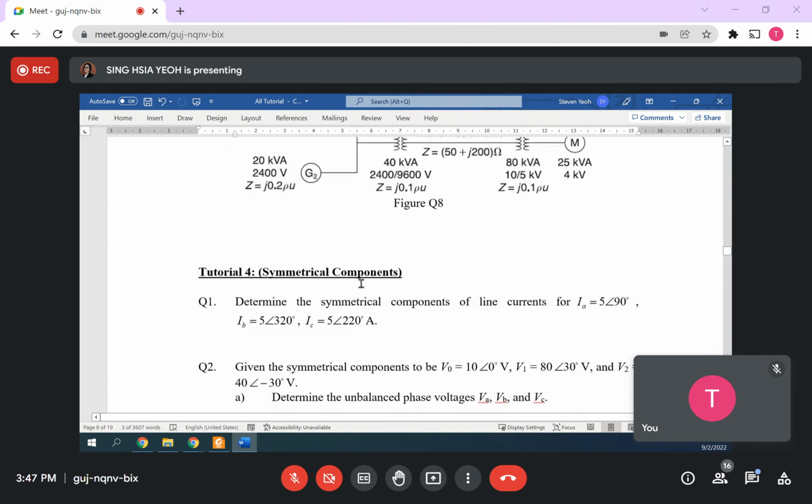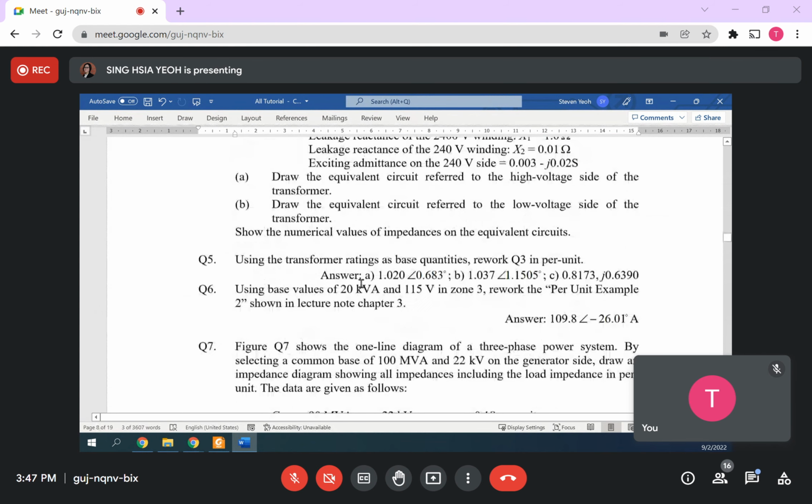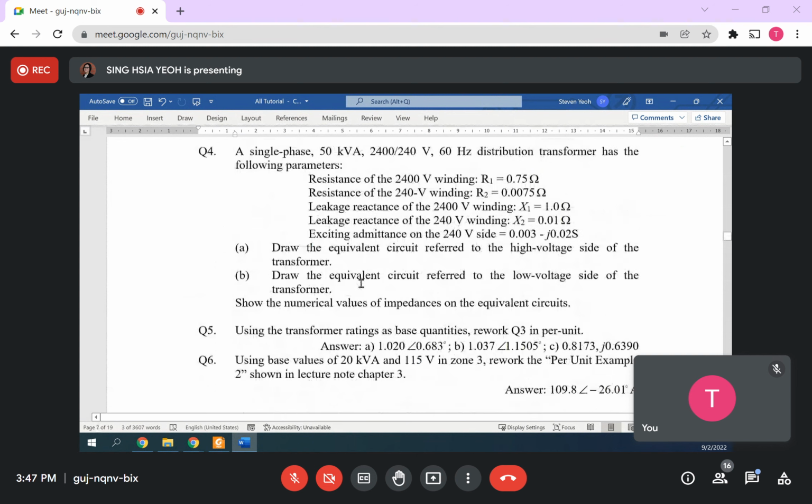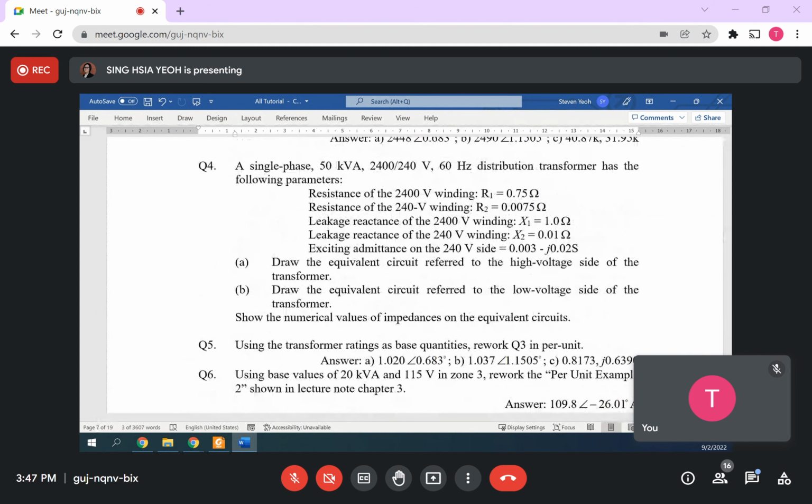Question 7 I will discuss. Okay, then we go to question 3 later. Question 4 first. Question 4 actually they asked you to draw the equivalent circuit referred to the high side of the transformer, which is 2004. So you know that on the 2004 side you have R1 and X1. Then on the secondary side, the 240 side, we have R2 and X2, and also the exciting admittance.